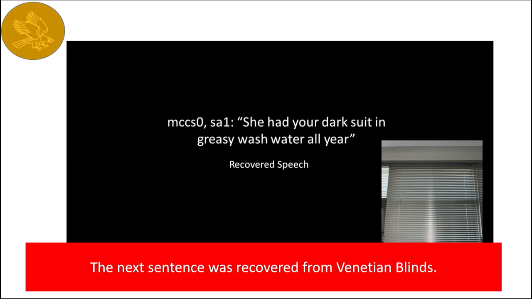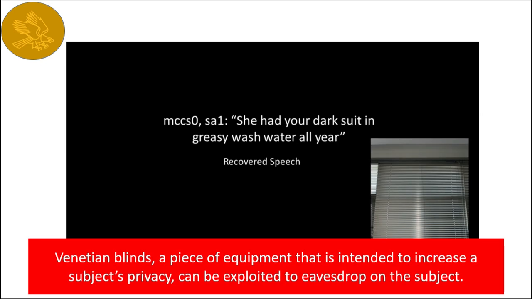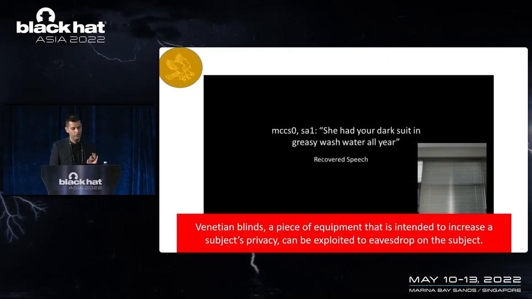Hopefully you were able to hear it. Take into account that Venetian blinds are a piece of equipment intended to increase a subject's privacy. However, since they share the same characteristics of being lightweight and shiny, they can be exploited to recover speech from a subject, risking the privacy of a subject rather than increasing it.